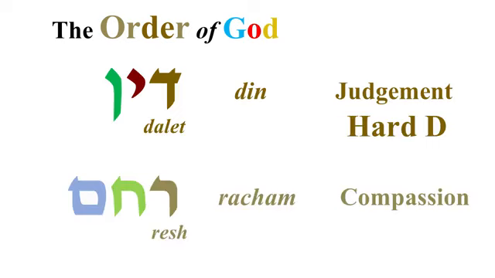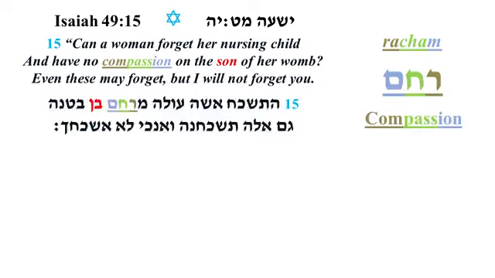By the way, that word Raham, meaning compassion, look at Isaiah 49:15. Can a woman forget her nursing child and have no compassion on the son of her womb? Even these may forget, but I will not forget you. Wow, God is never going to forget us. Can a woman forget her child, her baby that she's nursing? He says, maybe that could happen before I forget you. What are the chances of a woman forgetting her baby? Very slim. So the chances of God forgetting you are even slimmer.